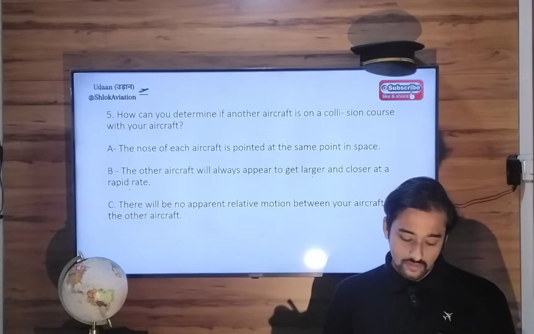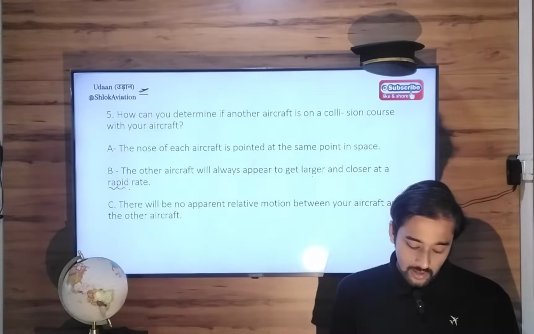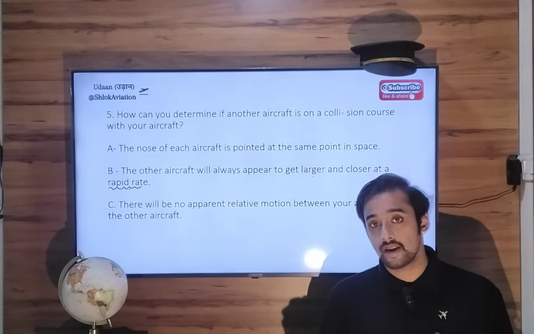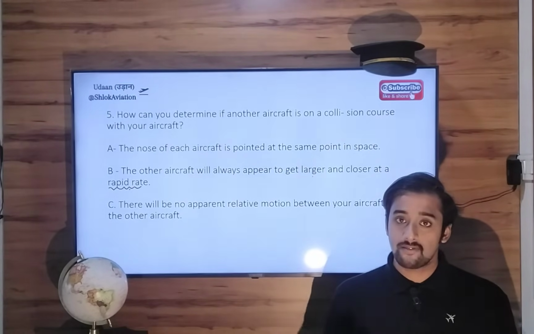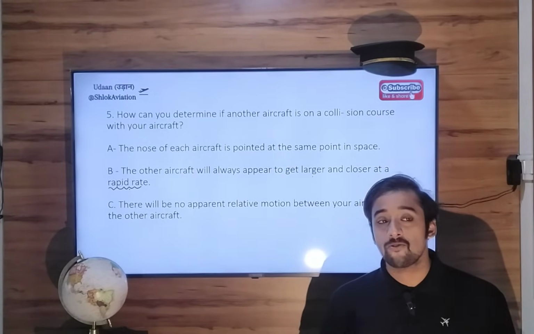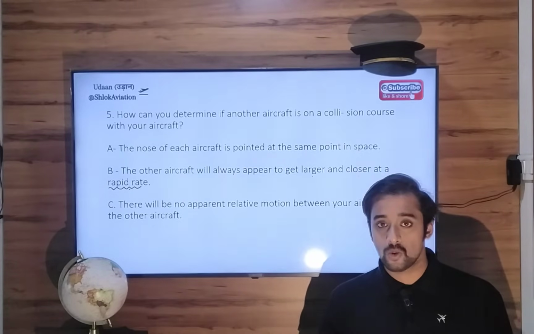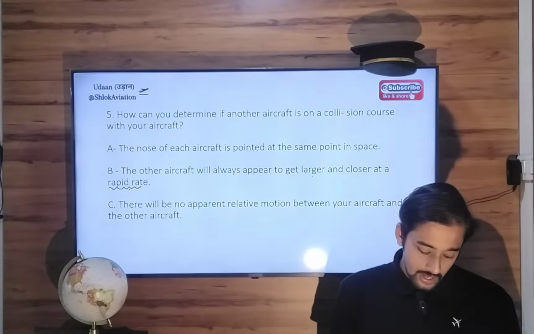So there will be no apparent relative motion between your aircraft. Now option B will be the incorrect option because here it states rapid rate. When there is another aircraft approaching you head on, your eyes cannot detect how fast that aircraft is moving towards you or how slow it is moving towards you. So option B can be eliminated.